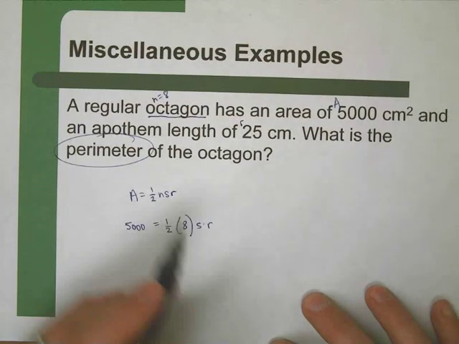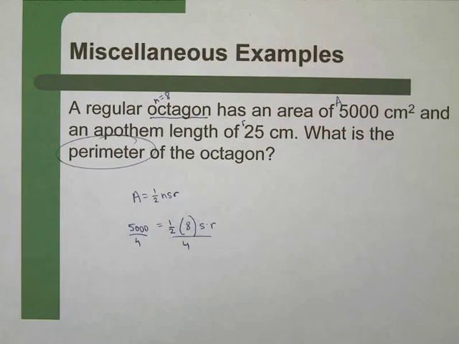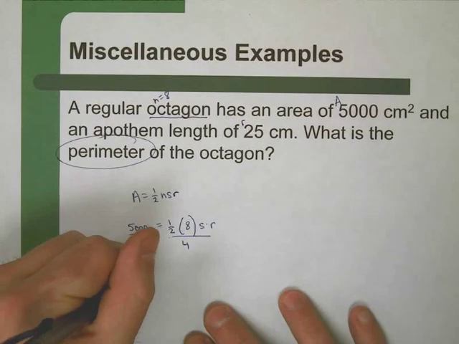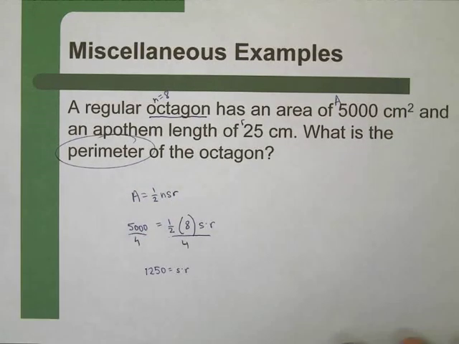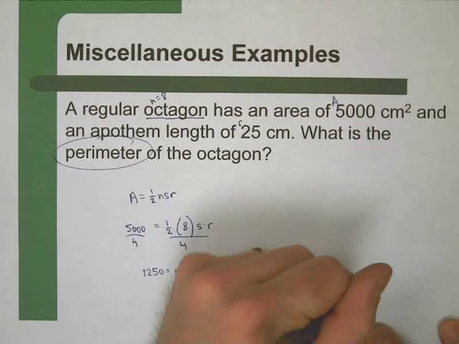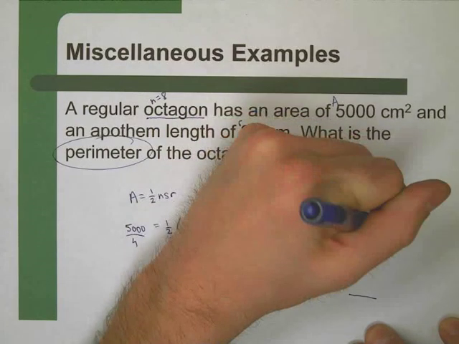Well, let's go through real quick. 1/2 of 8 is 4. And if I divide that 4 out, 5,000 divided by 4 gives me 1,250. So 1,250 is what I get whenever I multiply S times R. Well, think about this real quick. Oh, man. Let's see if I can draw an octagon.